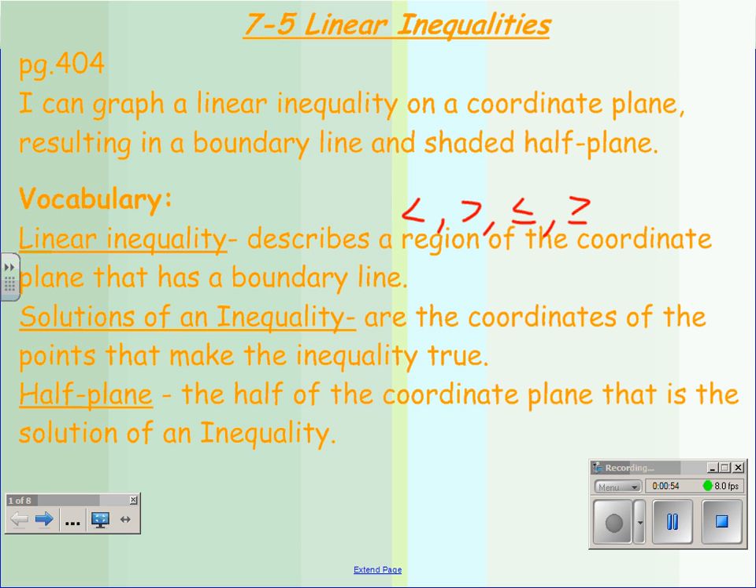A half plane is the half of the coordinate plane that is the solution of the inequality. So the coordinate plane is going to be divided into two parts. One part will be the solution and the other will be the non-solution. So the half plane tells us the solution.